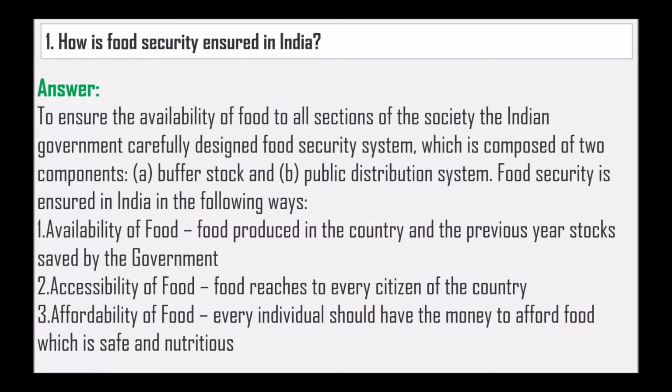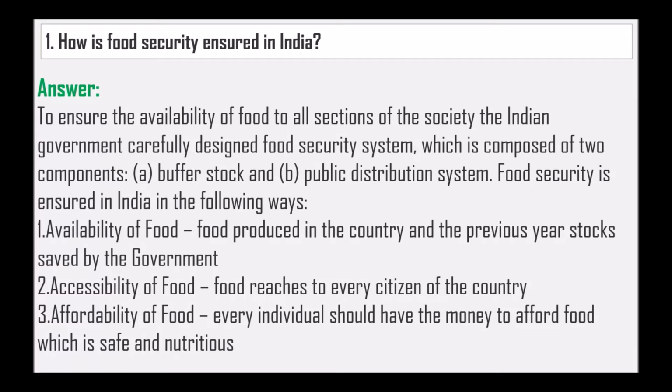The first question in the textbook is, how is food security ensured in India? To ensure the availability of food to all sections of society, the Indian government carefully designed a food security system, which is composed of two components, buffer stock and public distribution system.